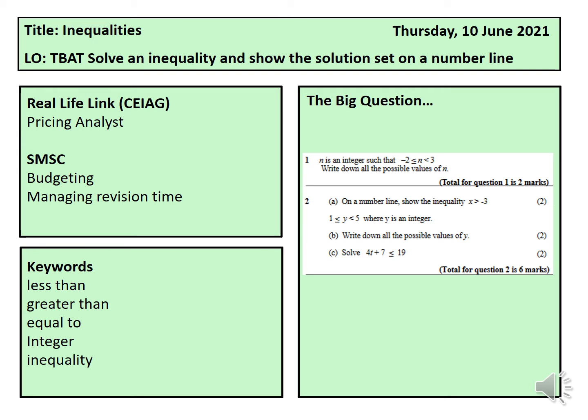By the end of today's lesson, you should be able to solve an inequality and show the solution on a number line. The real life link is for pricing analysts, and the SMSC link is for budgeting and managing revision time. So we use inequalities for managing revision time and for budgeting purposes. Keywords for today are greater than, less than, equal to, integer, and inequality. The main ones we'll be focusing on are inequality, less than, and greater than.